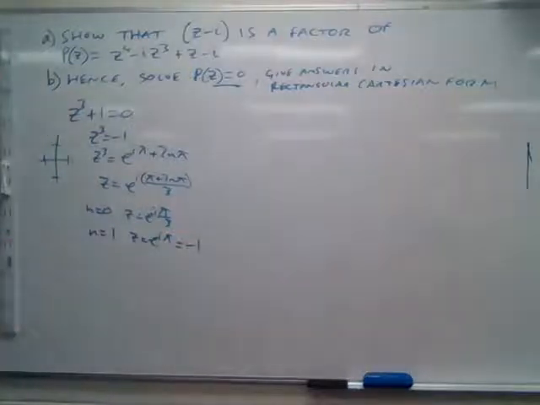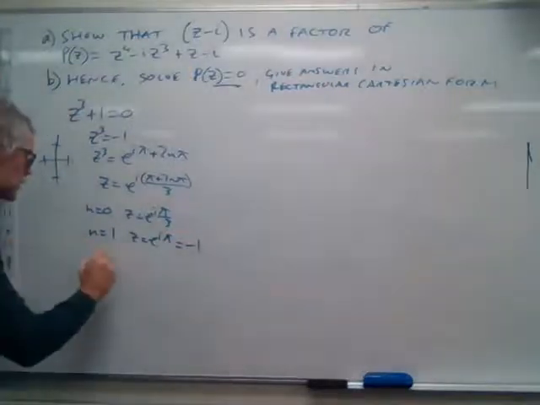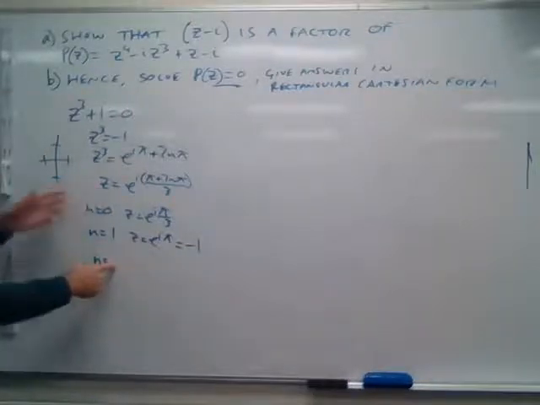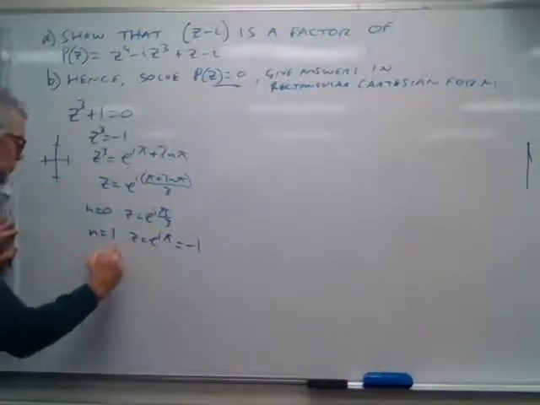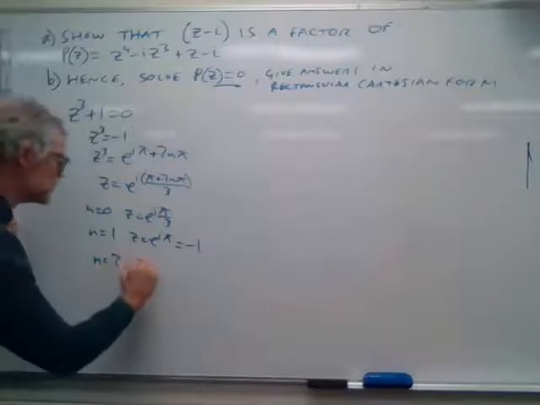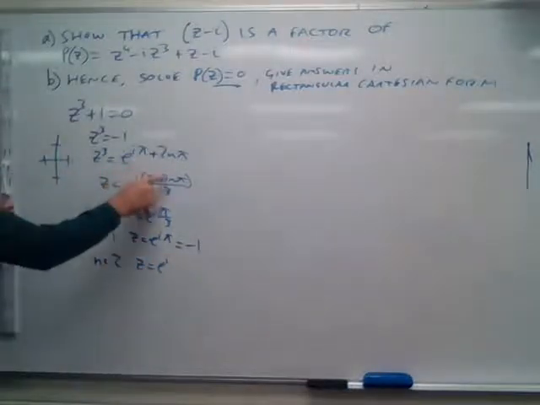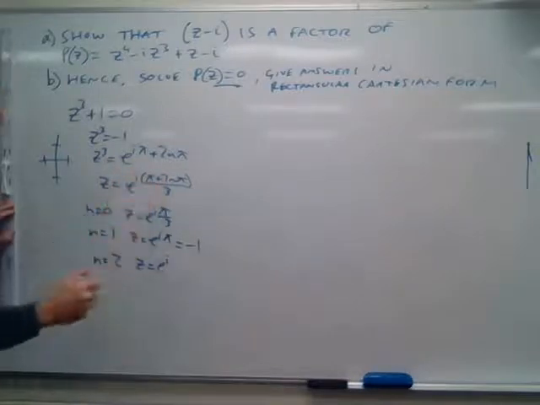That's -1. And you can either go 2 or you can go to -1. I'll go 2. Z equals e to the i, now 4 plus 1 is 5 pi on 3.